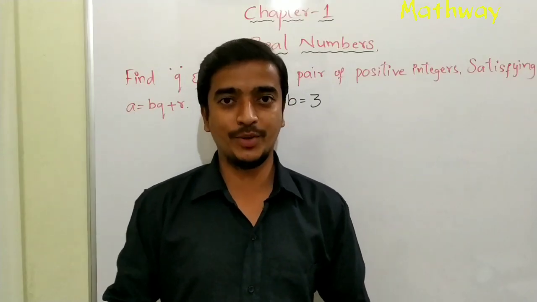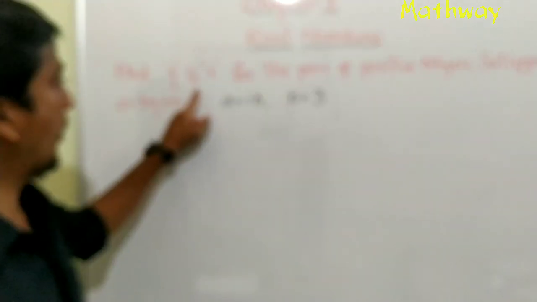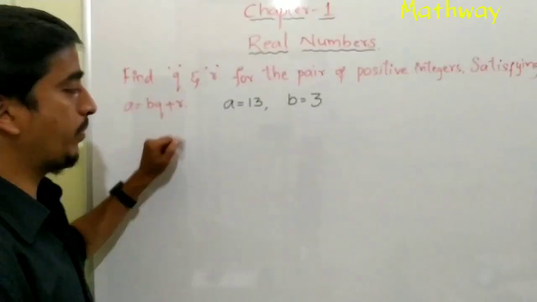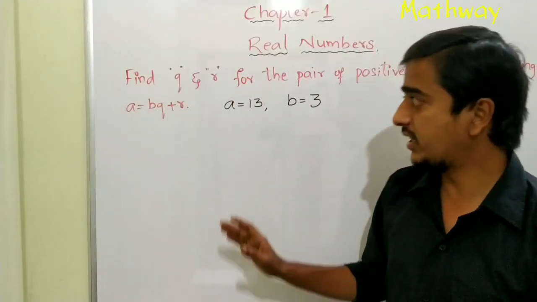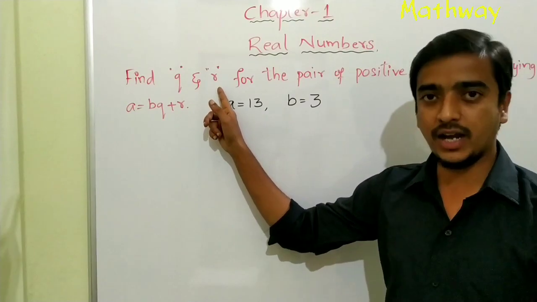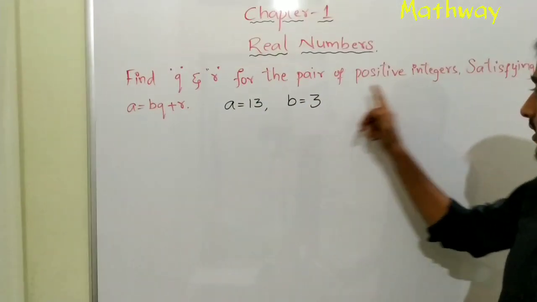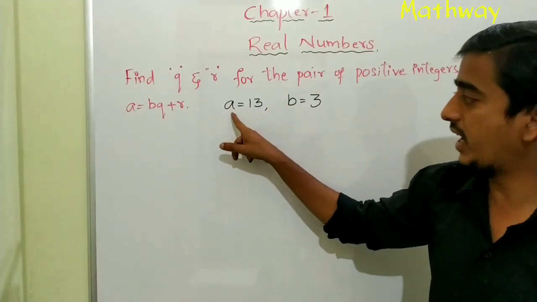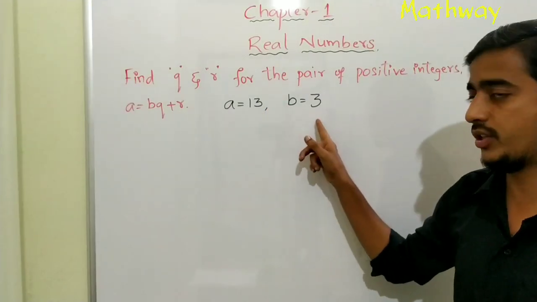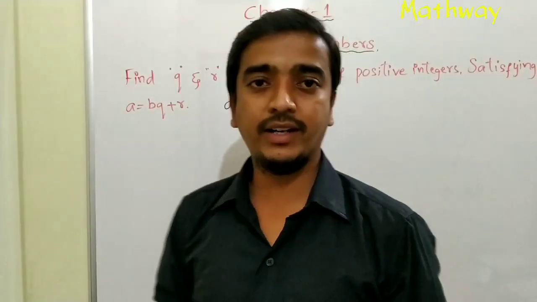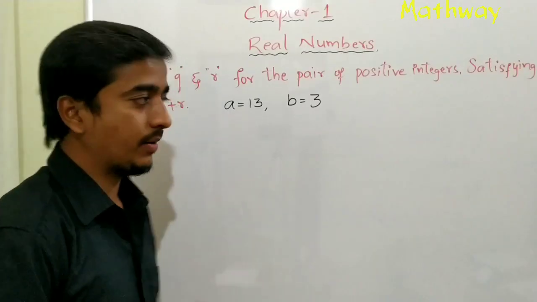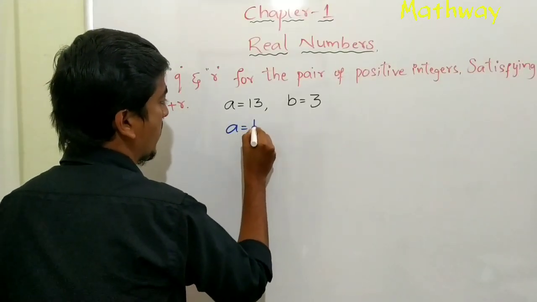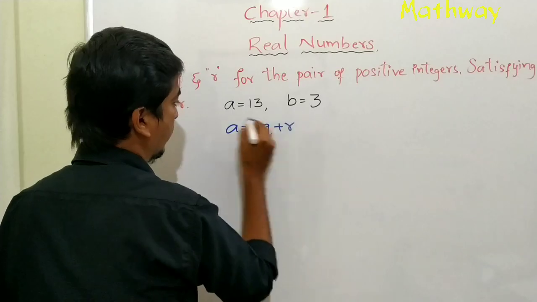Now let us do some problems. Find q and r for the pair of positive integers satisfying a equals bq plus r. So here he is asking that we have to find the q and r values to satisfy the division algorithm a equals bq plus r. He has given that a equals 13 and b equals 3. Now let us find the values of q and r. So the division algorithm, we know that a equals bq plus r.